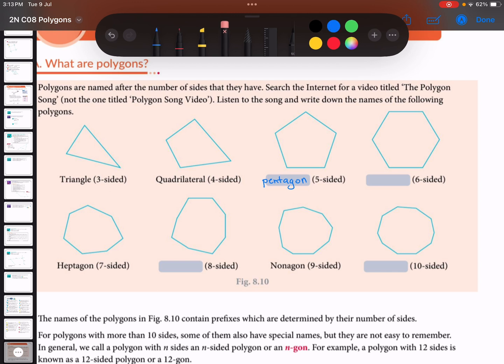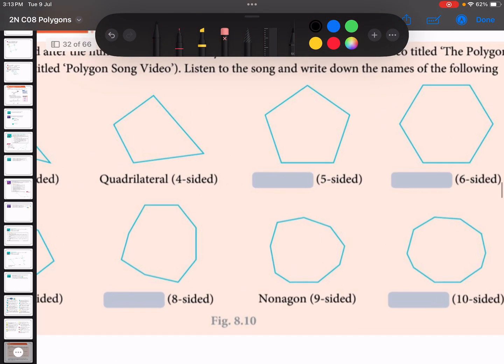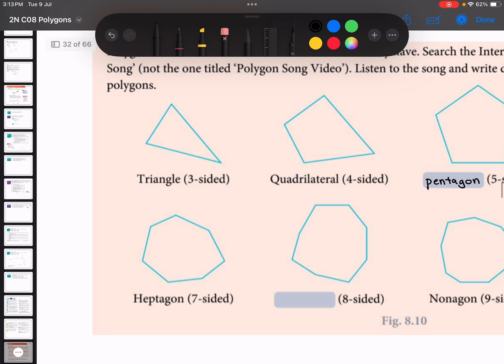This color is not very good. Let me just darken it a little. The five-sided figure is called a pentagon, same as the Pentagon you have in the US. Six-sided is a hexagon. This one you really have to know, it's not a choice. A heptagon is 7 sides. The word gon is always at the end. So hepta at the front means 7.